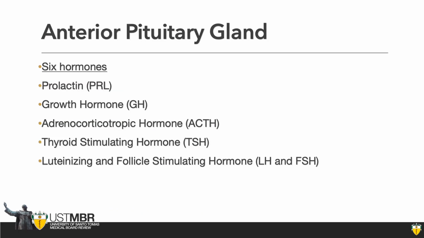So 6 hormones that we're going to talk about: prolactin, growth hormone, ACTH, TSH, and then we'll take LH and FSH together. So again, generally know the function of each hormone. Then you will know the manifestations of too much and too little, and we'll talk about them one by one.